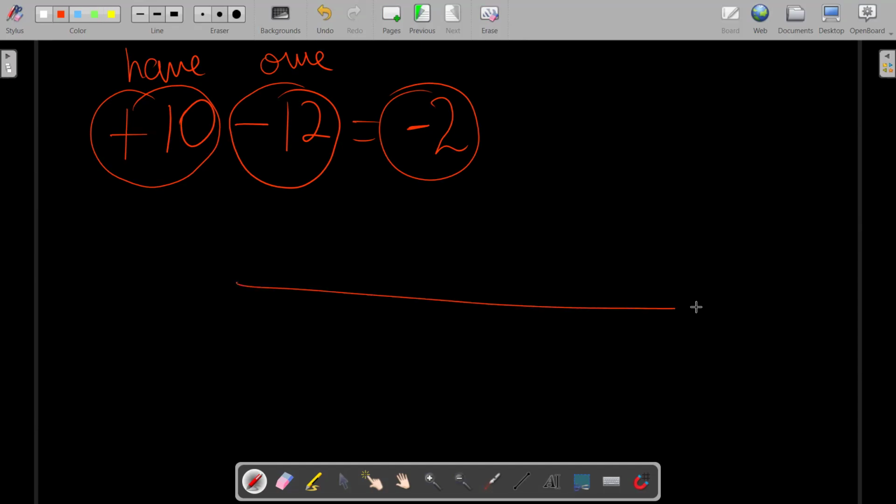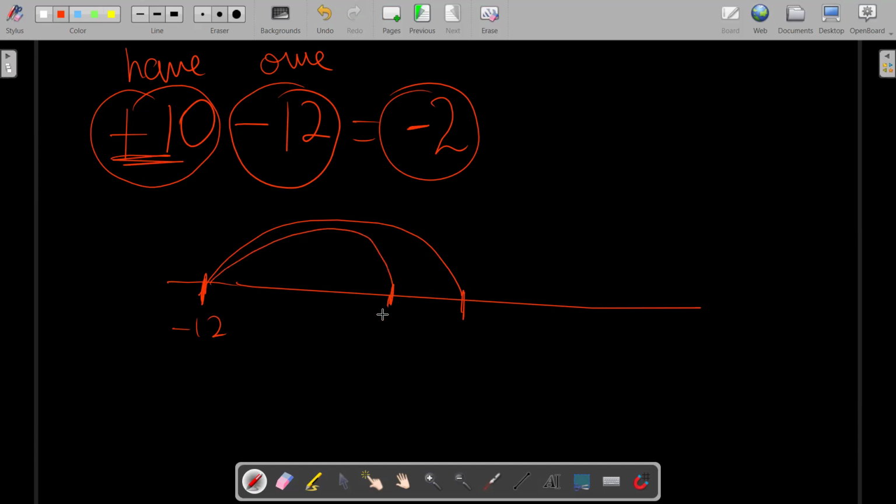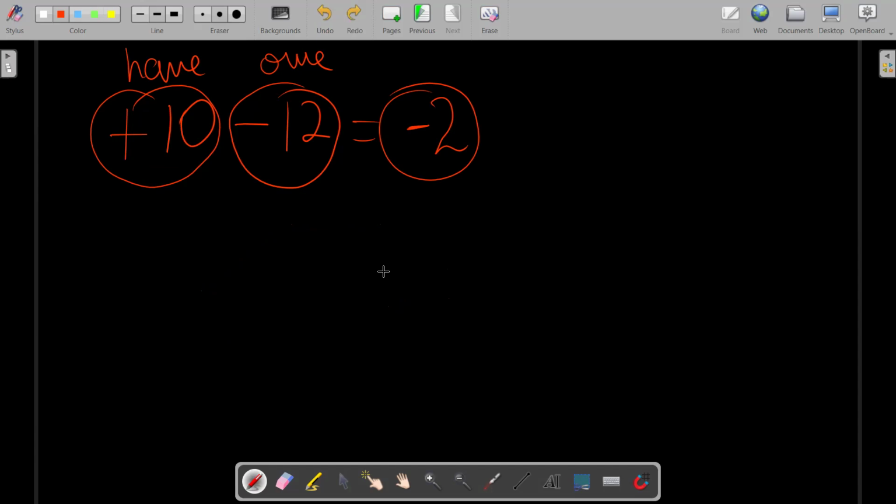If you use a number line, negative 12 is 12 spaces to the left, right? And if you go positive 10 spaces to the right, you're at negative 2, right? So sometimes use a number line to explain things. You could use a real life example, or you could use the example that I use here, with the superheroes and the villains, right?